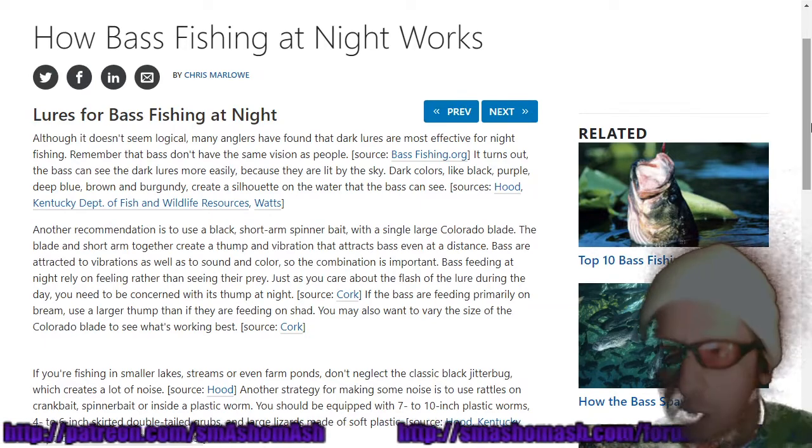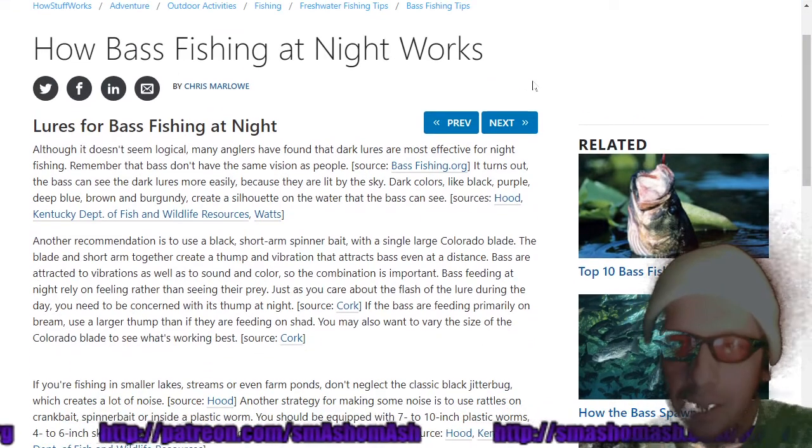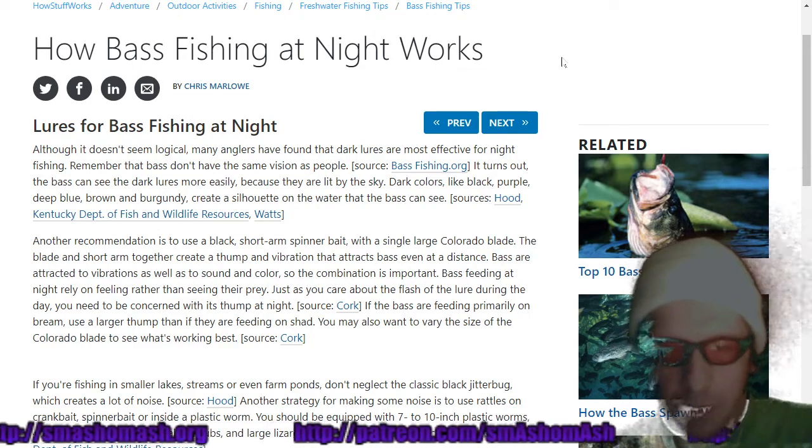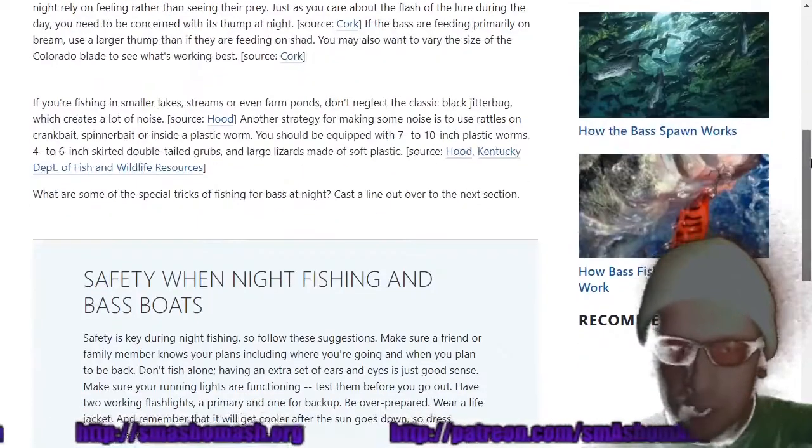What about doing some night fishing? Are you aware that dark-colored lures work much, much better at night? It's believed to have to do with the silhouetting of the lures against the sky, but I don't really understand why that would be. Also, vibration is super important.